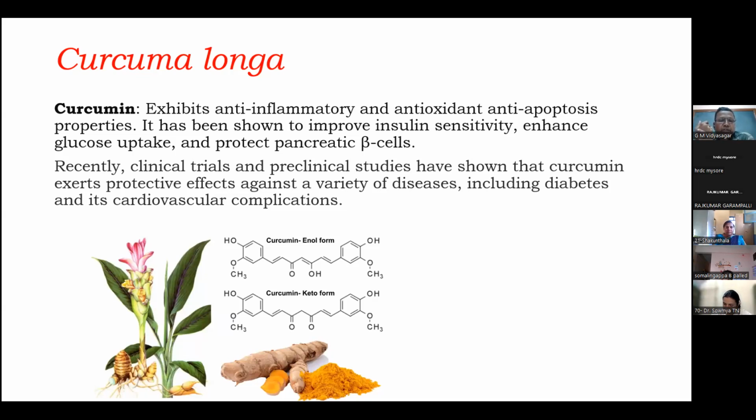So they are also protecting the pancreatic cells or beta cells. Recently, clinical trials and preclinical studies have shown that curcumin exerts protective effects against a variety of diseases, including diabetics and cardiovascular complications. So therefore, this plant is one of the most important plants today for diabetic and other disorders. Totally, the cell health is improved with curcumin.